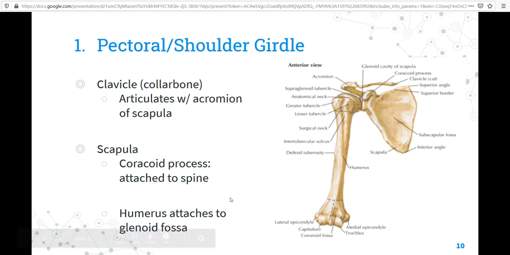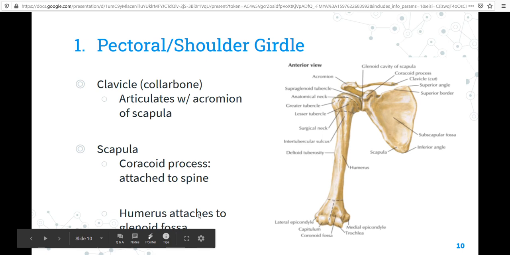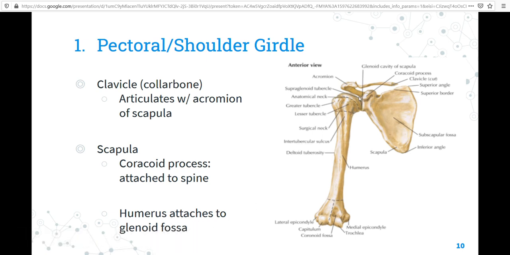And then we have the humerus and how it attaches to the scapula at the glenoid fossa. That's kind of like a depression in the scapula, and the head of the humerus here can attach into that depression.